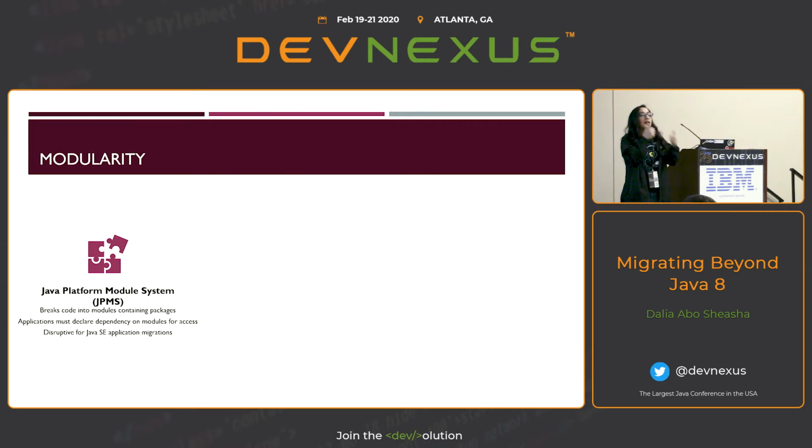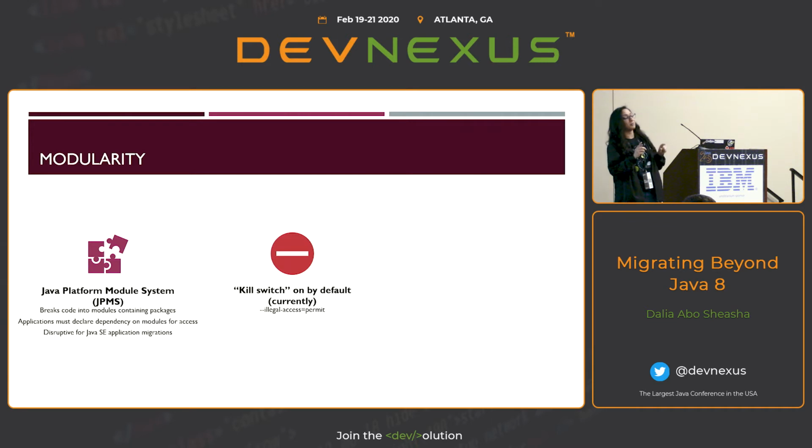So modularity in theory is great, but in practice is a little bit of a migration problem because a Java 8 application has no concept of modules. And once you switch it to Java 11 and you're expecting it to declare its dependencies, there's going to be a problem there. Luckily, there is a kill switch and it's on by default. So it's very nice that it's on by default. I've heard that that's not going to be the case maybe in Java 16 or later, but for now, it's on by default. The default might change, but it's still going to be there, hopefully forever.